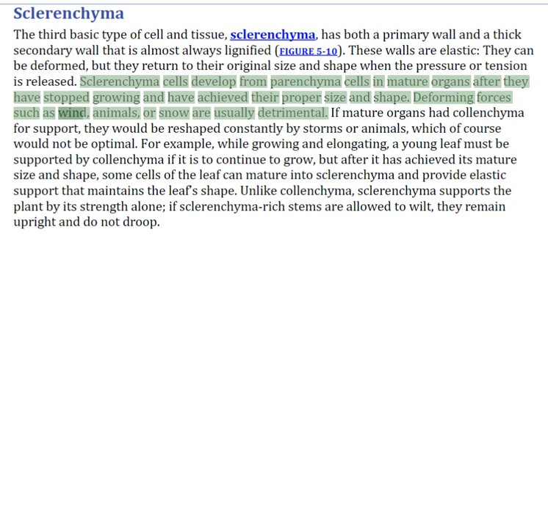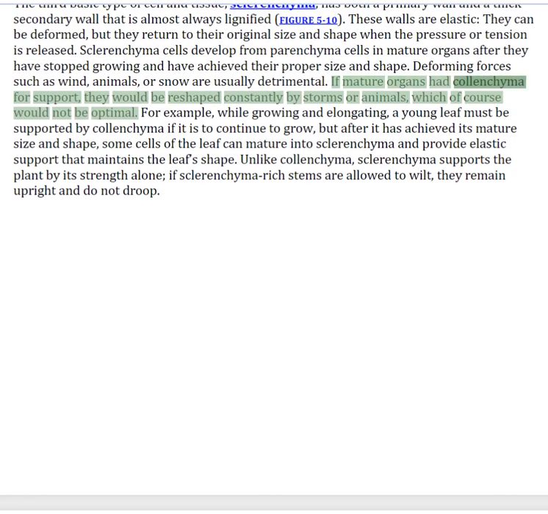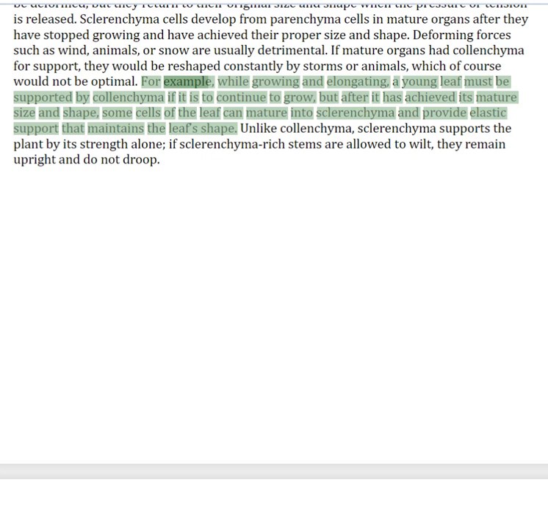Deforming forces such as wind, animals, or snow are usually detrimental. If mature organs had collenchyma for support, they would be reshaped constantly by storms or animals, which of course would not be optimal. For example, while growing and elongating, a young leaf must be supported by collenchyma if it is to continue to grow, but after it has achieved its mature size and shape, some cells of the leaf can mature into sclerenchyma and provide elastic support that maintains the leaf's shape.